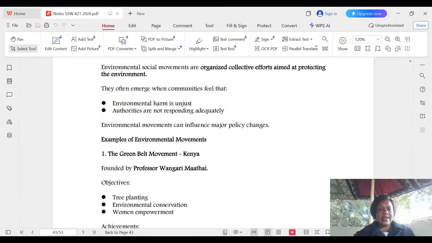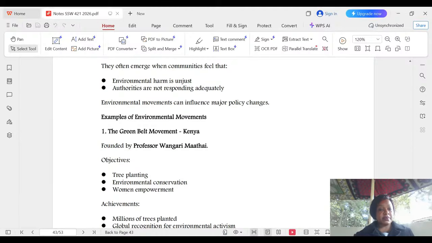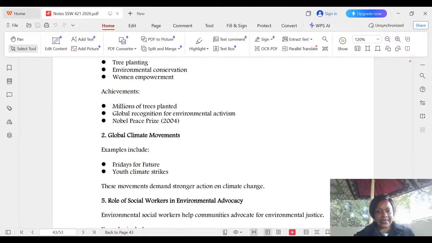Examples of environmental movements: we have the Green Belt Movement in our country, founded by Professor Wangari Maathai. Her objectives were on tree planting. Remember, she really helped to safeguard Karura Forest, and we are indebted to her as a country. She was also into environmental conservation and women empowerment. What she achieved: millions of trees were planted. She got global recognition for environmental activism and received a Nobel Peace Prize in 2004. Of course, there's more than this.